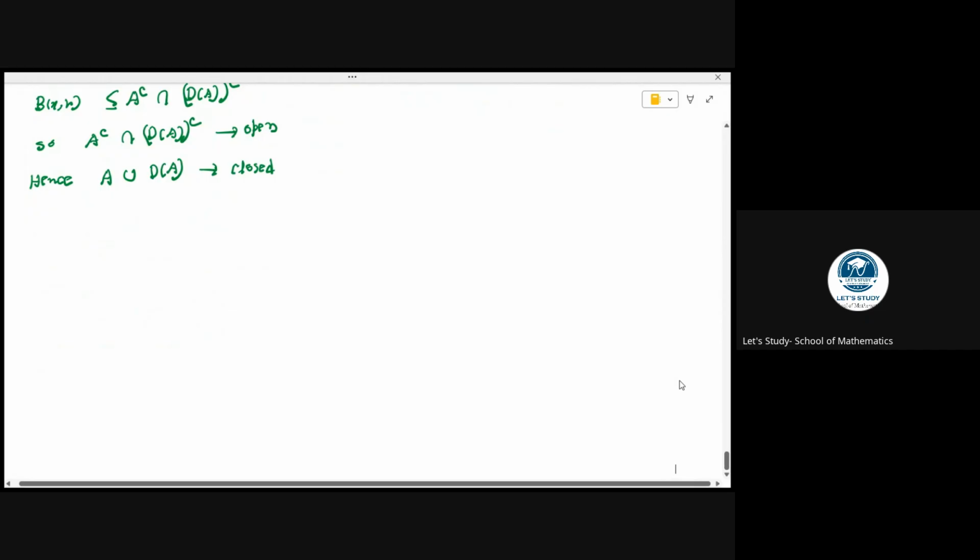Now, what we learned in the definition of closure: A bar is inside all the closed sets containing A. Now A bar should be equal to what? Inside A union DA, right?